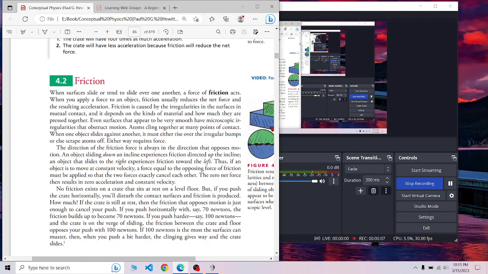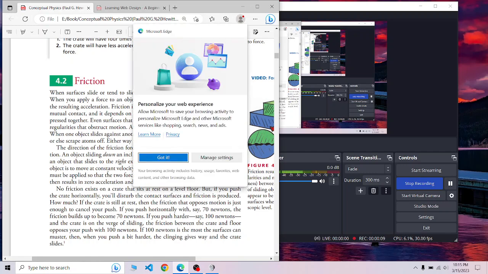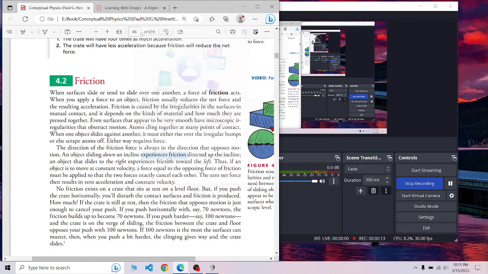Friction: when surfaces slide, or tend to slide over one another, a force of friction acts. When you apply a force on the object, friction usually reduces the net force and the resulting acceleration.